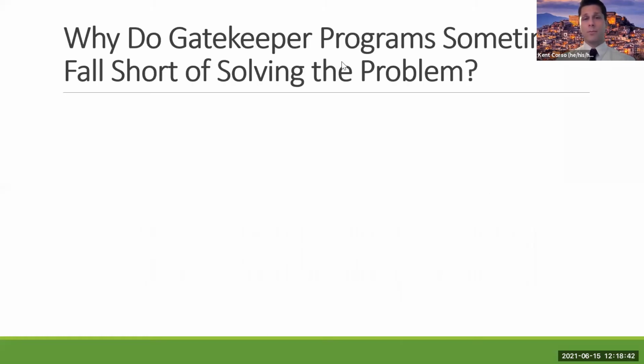Okay, but gatekeeper programs sometimes fall short of hitting the mark. We know that their effectiveness is around 30%. We said that already. But why else do they fall short of hitting the mark? Why won't gatekeeper programs alone solve the problem? What can you all think of in the way of culture, in the way of help-seeking behavior? Does everybody who needs help want it?